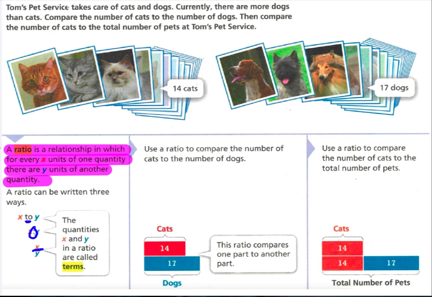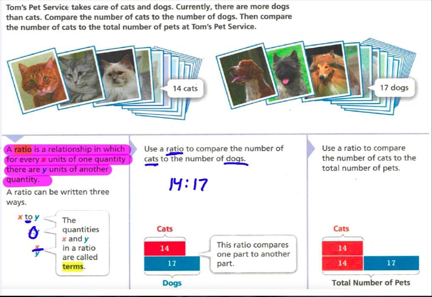So we want to use the example of the pictures above. There are 14 cat pictures and 17 dog pictures. We want to know the ratio of cats to dogs. So we put the number of cats first, 14, and the number of dogs second, 17. The biggest thing is you have to make sure you put them in order. Since I talked about cats to dogs, we want the number for cats first and the number of dogs second.